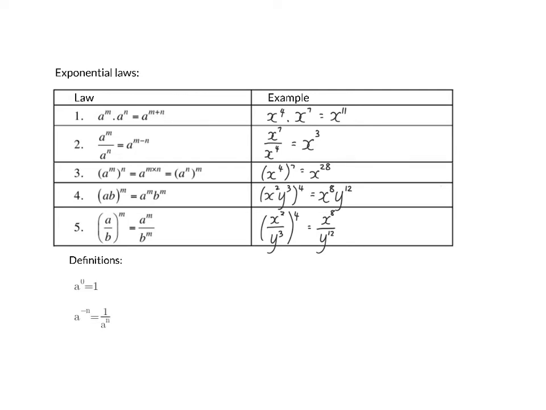There are also two definitions that are important to remember. First one is anything to the power of 0 is always 1. Second one is if we have a negative exponent. Now, a negative exponent implies that we're actually dividing by that base and exponent.